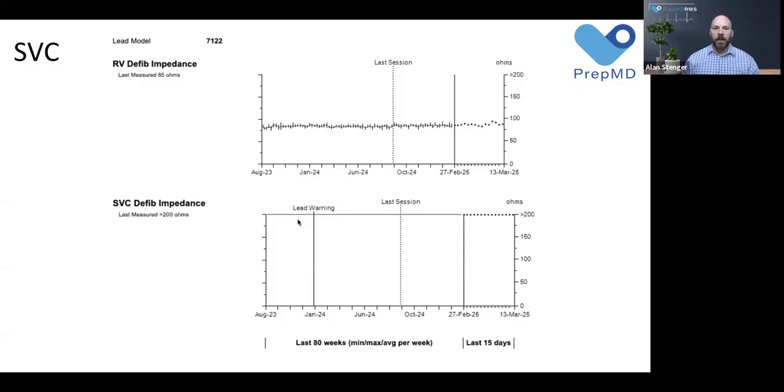But overall, on this patient, we can see that greater than 200 ohms has been going for a long time. It's consistent. Are we worried about this? Well, it's really important to know your patients, know what sort of system they have, know what sort of hardware they have. This patient has a single lead, single shock coil. They don't have an SVC coil. So while we're getting values for the SVC impedance, that's a false finding.